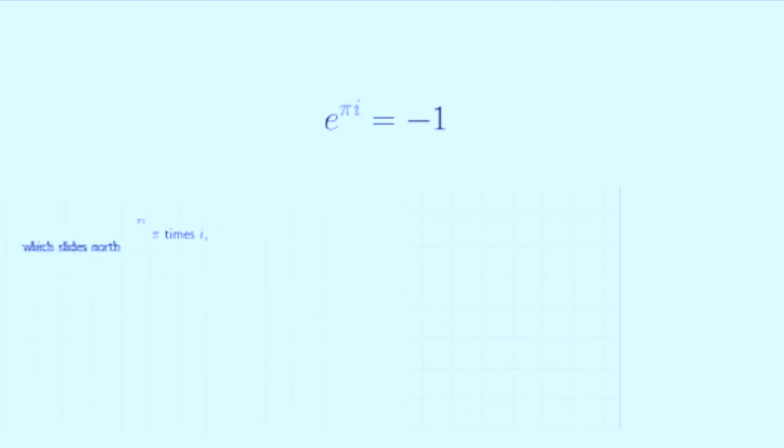There you have it. The function e to the power of x takes the adder pi i to the multiplier -1.